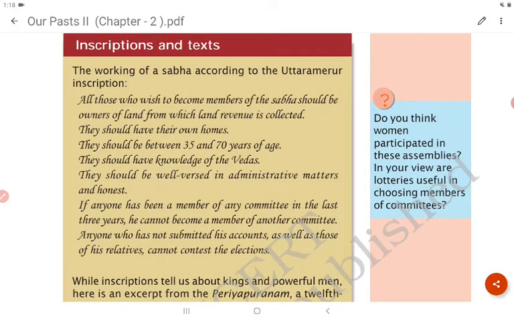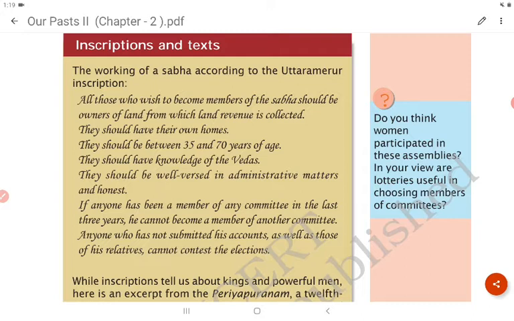Inscriptions and text: the working of a sabha according to the Uttaramerur inscription. All those who wish to become members of the sabha should be owners of land from which land revenue is collected. They should have their own homes. They should be between 35 and 70 years of age. They should have knowledge of the Vedas. They should be well versed in administrative matters and honest. If anyone has been a member of any committee in the last 3 years, he cannot become a member of another committee. Anyone who has not submitted his accounts as well as those of his relatives cannot contest the elections.